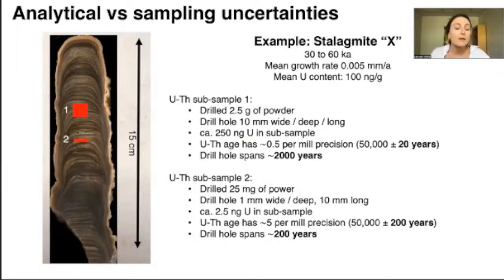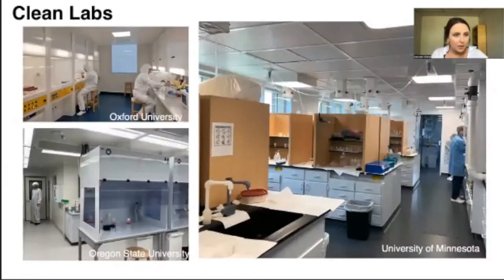All right, so now let's pretend that you've got your ages, you've got your powder, you've drilled it up, you're ready to go do some chemistry. To do that, you need to go to a clean lab. There are a number of different examples of clean labs around the world. Here's the one at Oregon State University, which right now processes a lot of seawater samples, but I'm hoping to start up U-series dating applications in the near future.